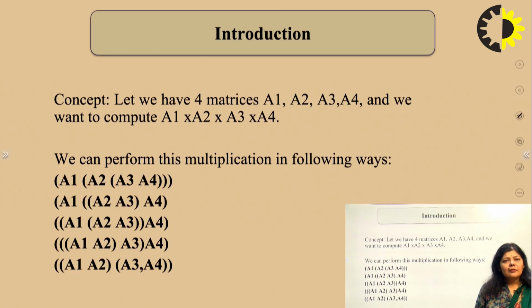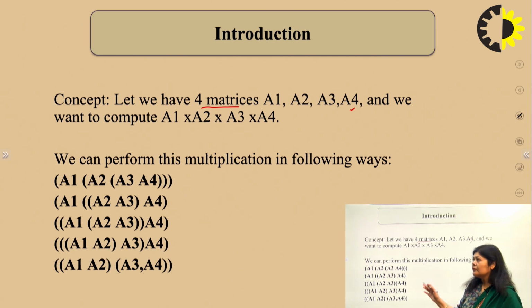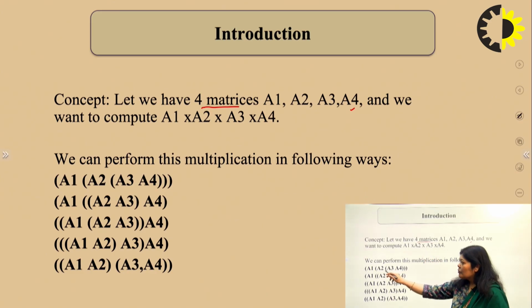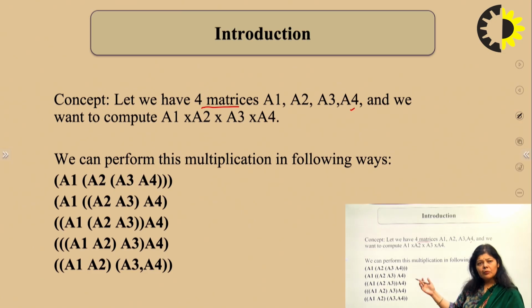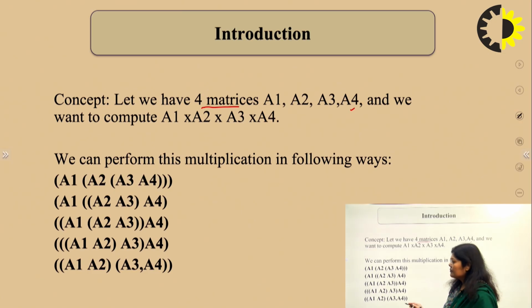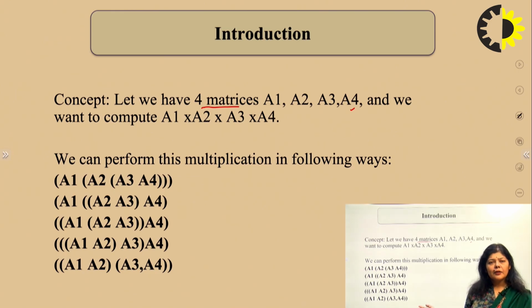The concept behind this problem is that, for example, we have been given 4 matrices: A1, A2, A3 and A4. If I want to compute the product of these 4 matrices, I need to think of a way as to where to start from. For the same given sequence of matrices, I can parenthesize, or compute the product, in different ways. Now, why are there so many different ways to multiply these matrices?